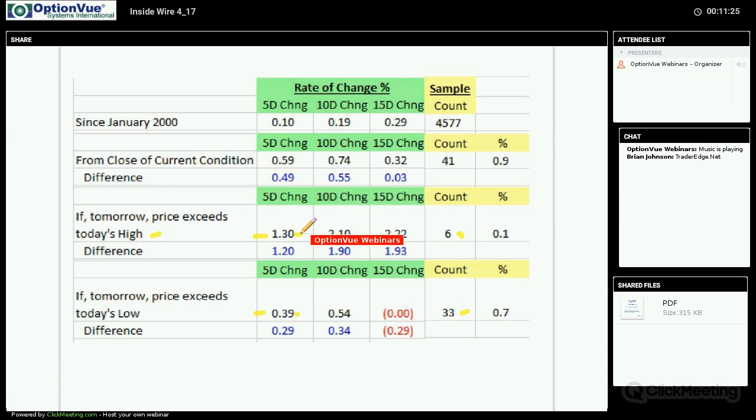But is that 1.3? That looks astoundingly greater, certainly, than just the 41, and certainly a whole lot more than if the price goes down below. But the question is, how significant are these differences? This is a difference of 1.2%, almost a 2% difference. Look at this over here. And there it is, another almost 2% difference in this case from the benchmark.